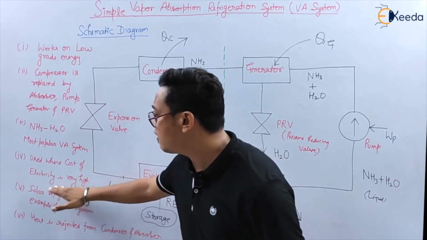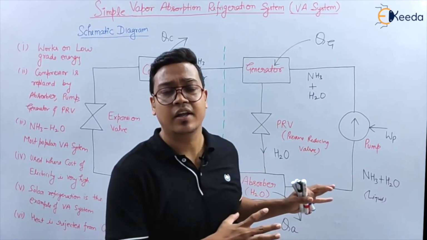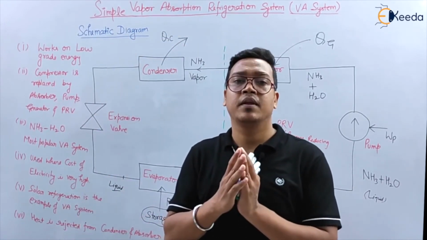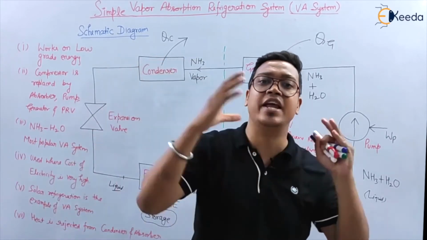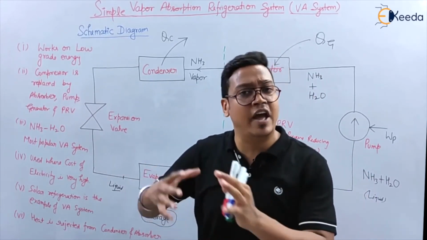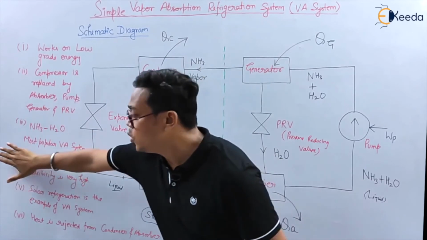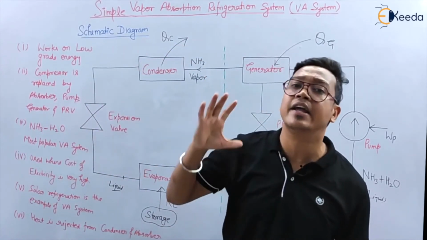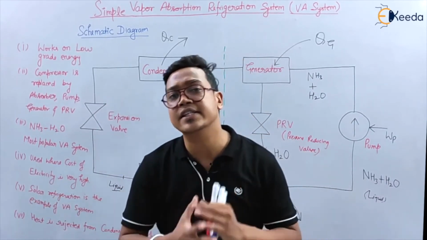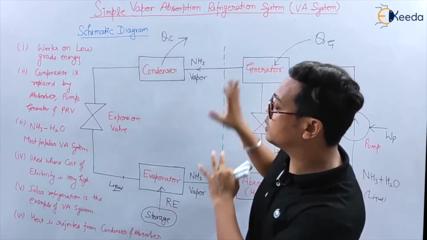Now, it is used where the cost of electricity is very high, because in the simple vapor compression system, the compressor was there. If electricity cost is very high and I am using a VC system, then the electrical input to that compressor is very high, and the consumption of electricity is very high. So in that case, the simple vapor absorption system will be used if the cost of electricity is very high in that area. Next one, solar refrigeration is an example of a VA system. Solar refrigeration is based on the simple vapor absorption system.